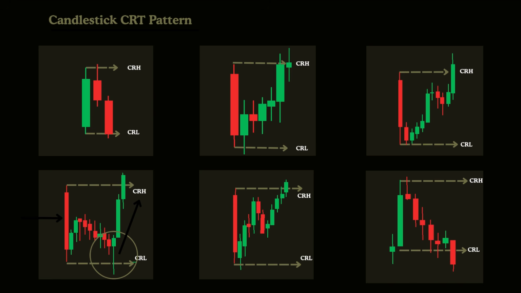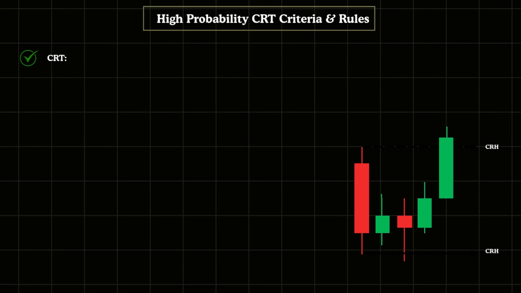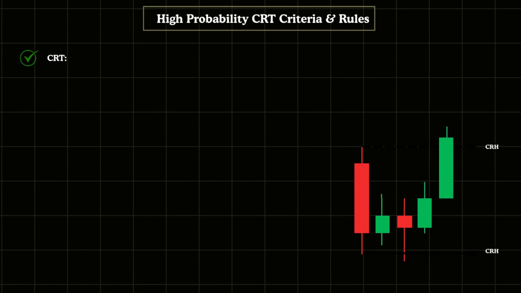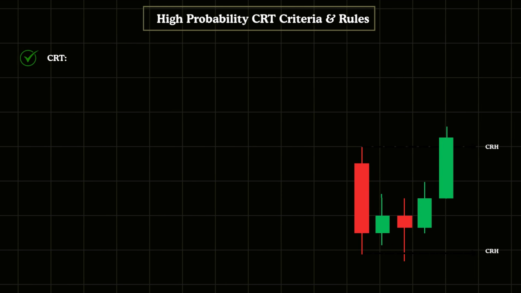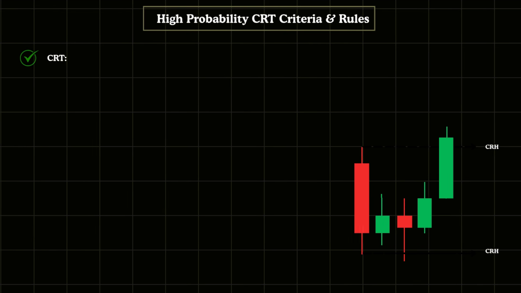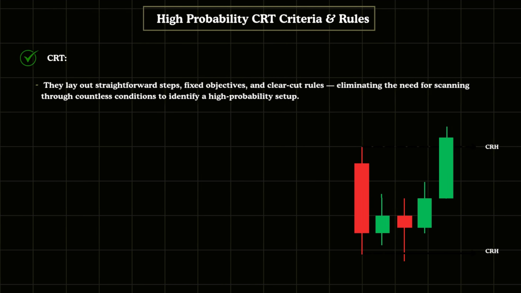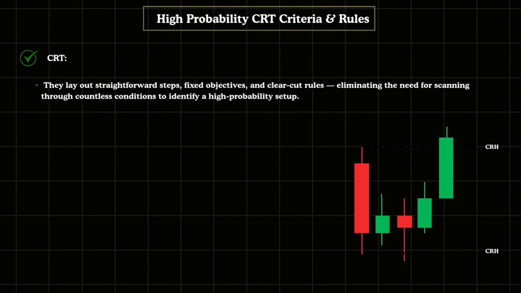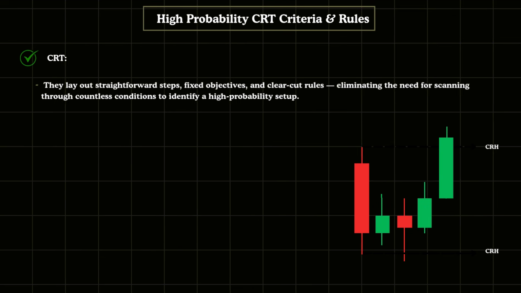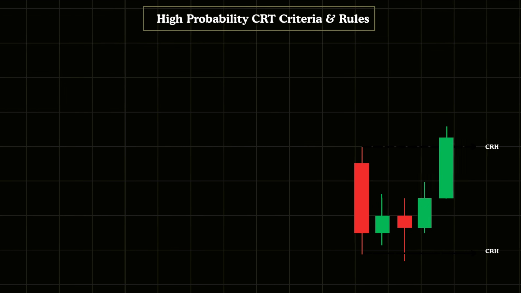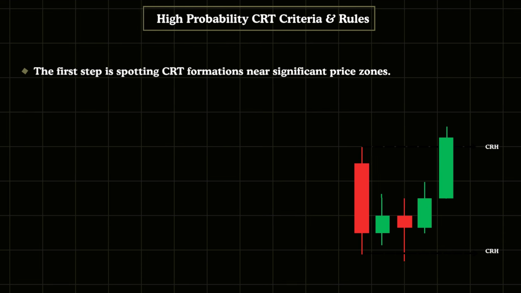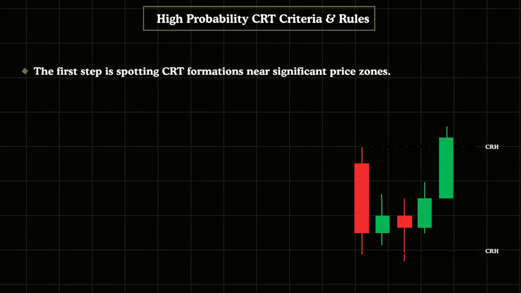Now, let's shift focus to the rules and criteria you should follow to spot these high-probability CRT setups in your charts. CRTs, candle range theories, offer a structured and mechanical method to streamline your trading process. They lay out straightforward steps, fixed objectives, and clear-cut rules, eliminating the need for scanning through countless conditions to identify a high-probability setup. The first step is spotting CRT formations near significant price zones.